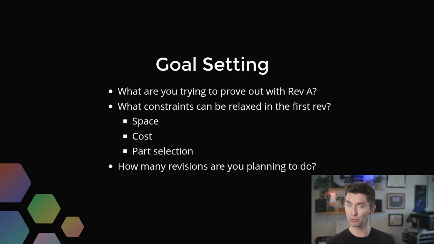Cost is another clear one. If you're super cost constrained, it really changes a lot of the trade-offs that you have to make in your first rev and really all of your revs. And I think it's an important thing to know, but it's just something you have to think about up front. Another thing is, how many are you really going to make? This might be tied to your cost as well.